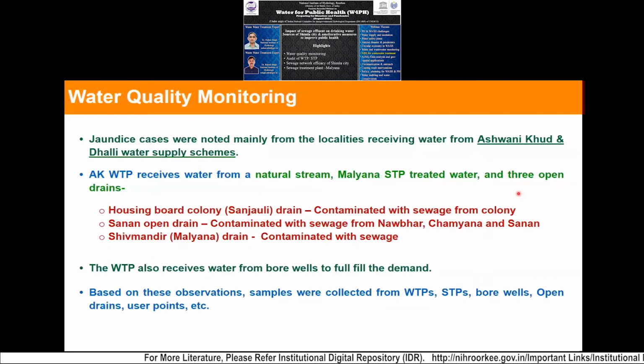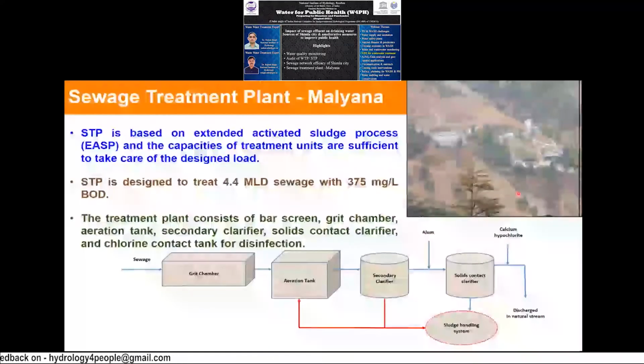And finally, we came to certain conclusions that if this can be avoided, then the water pollution-related diseases in this area can also be avoided, and this is actually applicable to every water treatment scheme. So first we will discuss the sewage treatment plant.